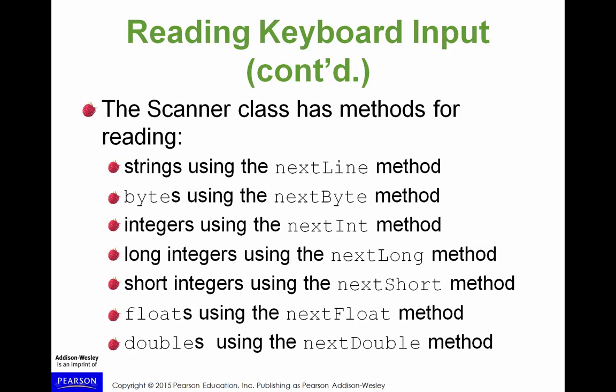So once you've created a keyboard object that is of type Scanner, the Scanner class has methods for reading different types of data that your user can type into the console using their keyboard. This is a list of all the different types that can be read and the ways that it can be read, and you can find these in your book. But I thought that maybe we could do a quick example using some integer input just to show how that works.